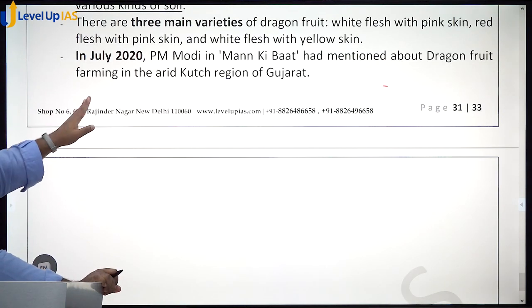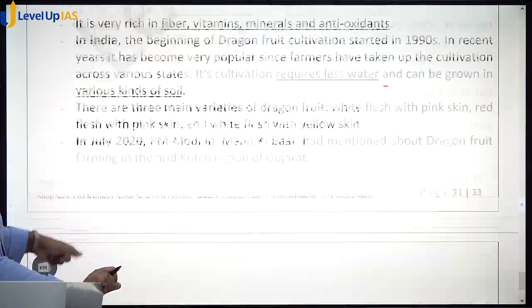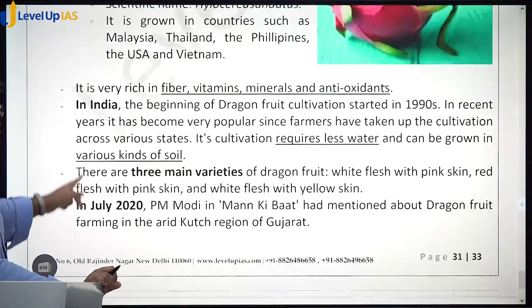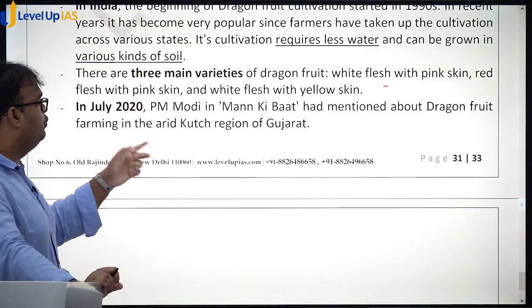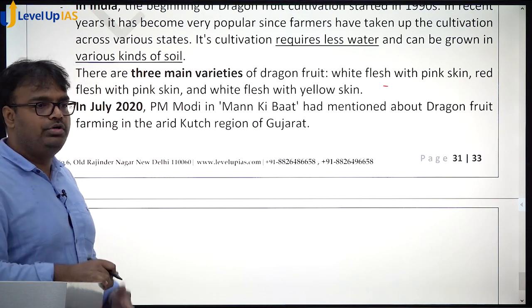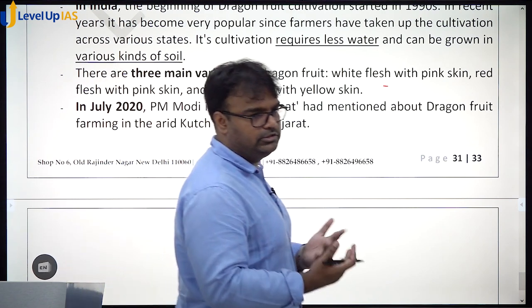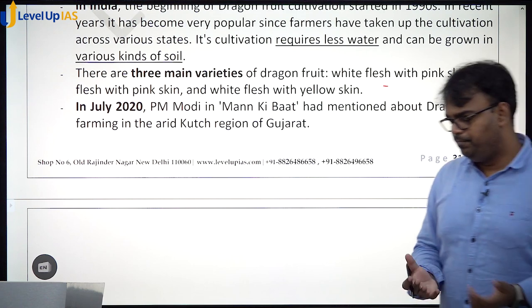Last year in June, it was in the news because it was getting exported to Dubai. It was in the news in PIB. Last year it was also in the news when the PM in Mann Ki Baat mentioned dragon fruit farming in the arid Kutch region of Gujarat. So dragon fruit, an exotic fruit recently exported to Dubai, is something that we have seen.